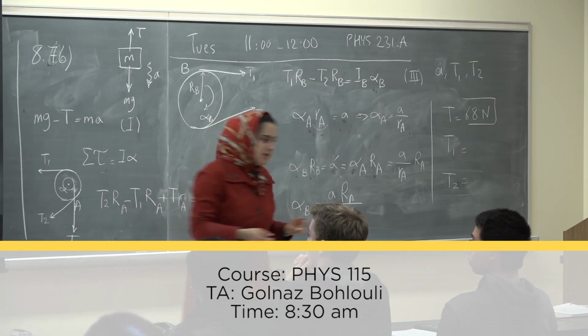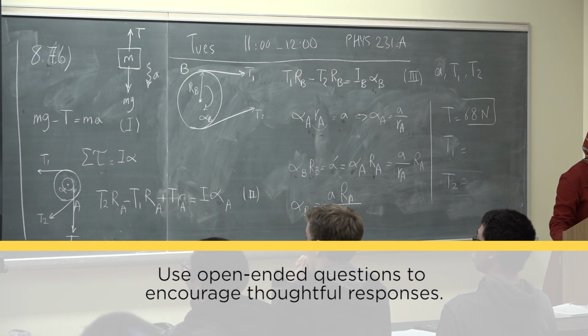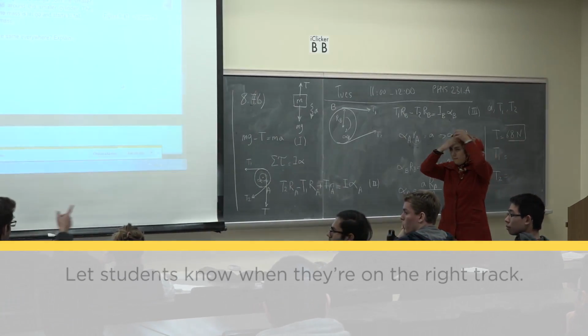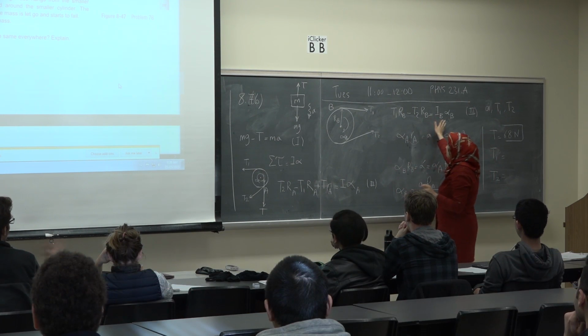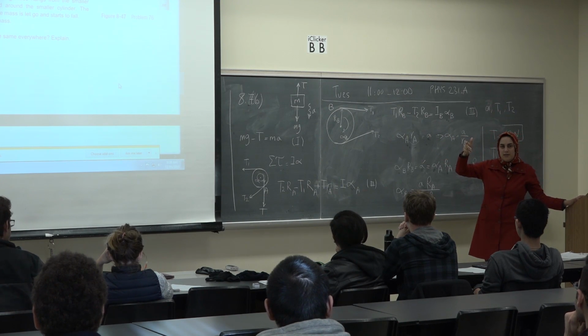So part C is asking, is the tension the same everywhere? It's not. Why isn't it? Well, because if it was, then that would be 0, because we'd have T1 minus T2 times R, and that would be 0. Exactly. Because now the pulley is rotating.